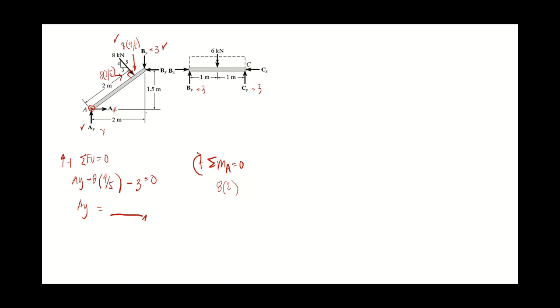Then, yung BY din, ito yung perpendicular distance, di ba? Which is 2 meters. So, plus BY, which is equal to 3. So, 3 times 2. Then, yung BX naman, ito yung perpendicular distance niya, 1.5. Diba? BX to A. So, we have that is counterclockwise, minus BX times 1.5. This will give you the value of your BX.